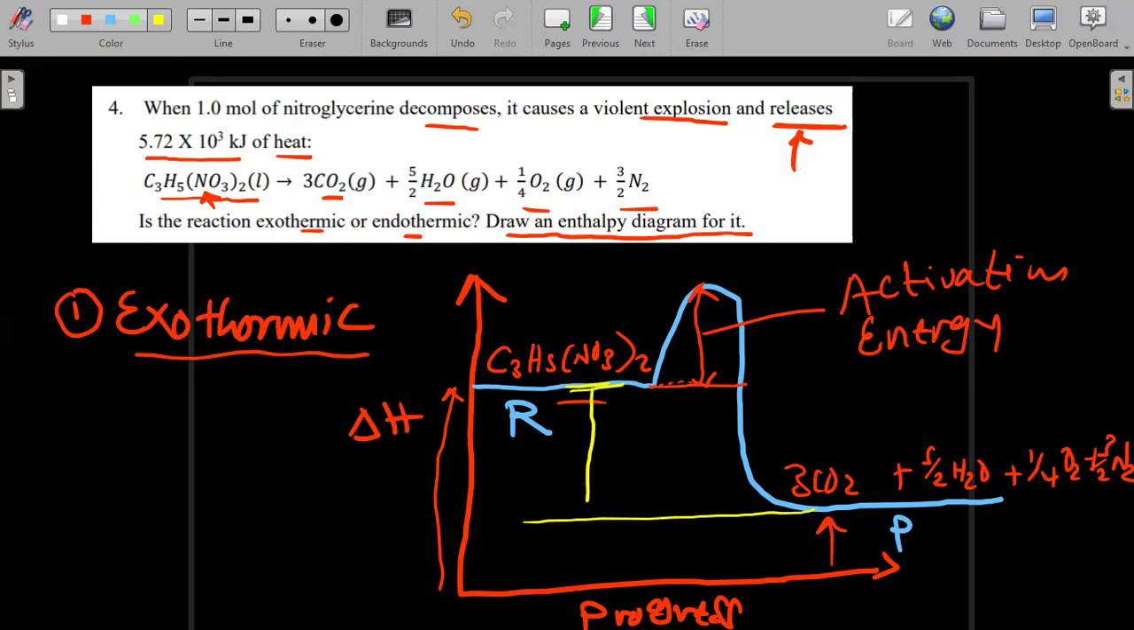This energy here that I've shown in yellow is our change in enthalpy. So this is equal to, we've been given the value there, 5.72 multiplied by 10 to the power 3.